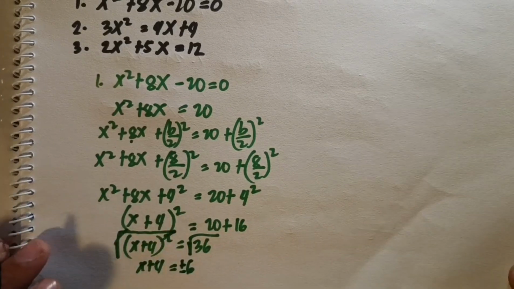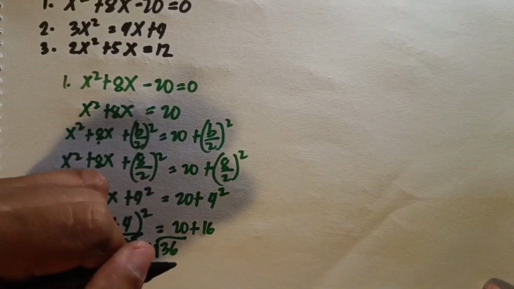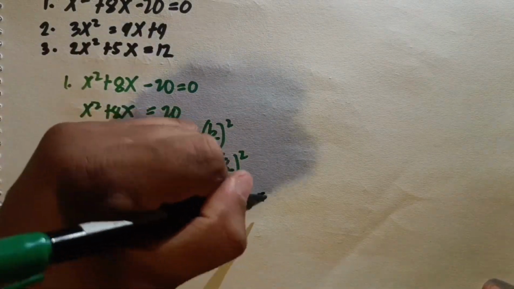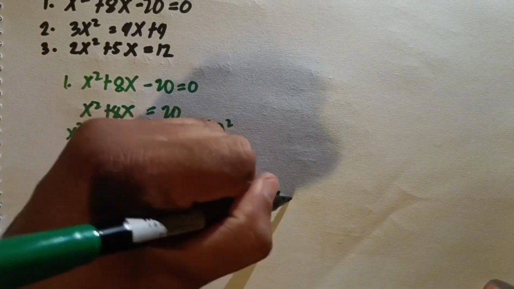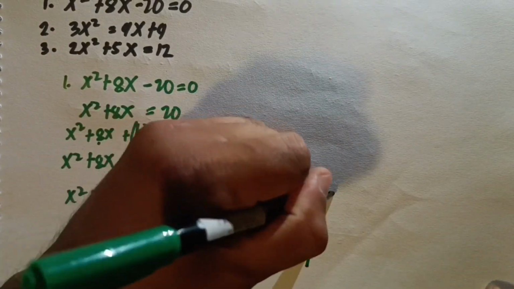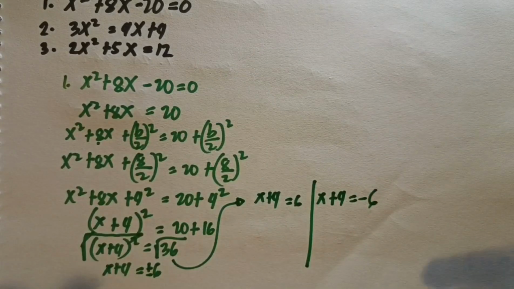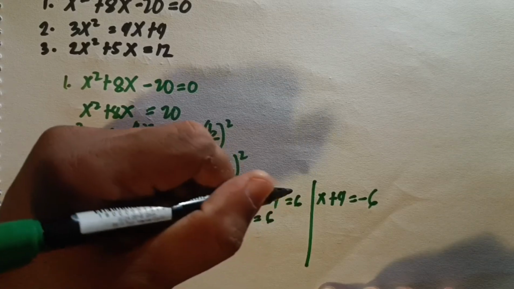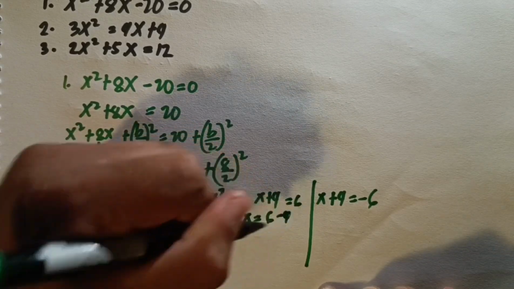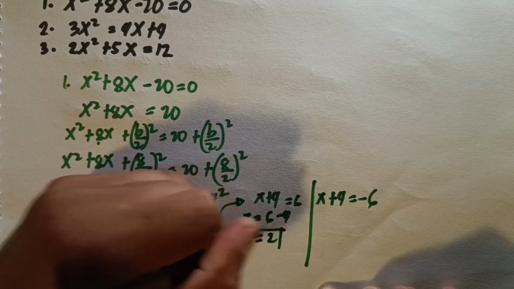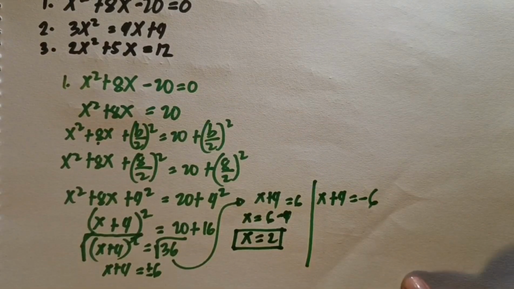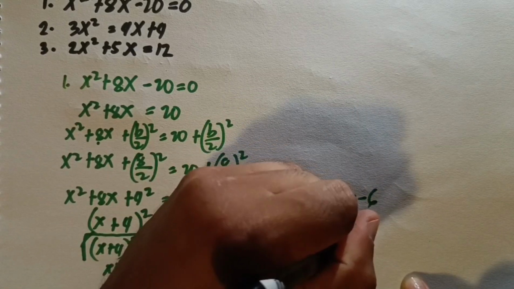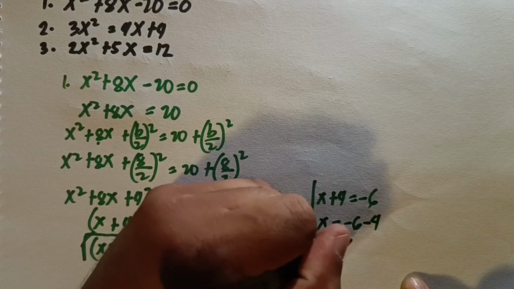So we have here two equations. So x plus 4 equals 6. The other one is x plus 4 equals negative 6. Solve for x. So x is equal to 6, transpose 4 to the other side. It will become negative 4. So x is equal to 2. So the first value of x is 2. The second one, x is equal to negative 6, transpose, it will become negative 4. So x is equal to negative 10.